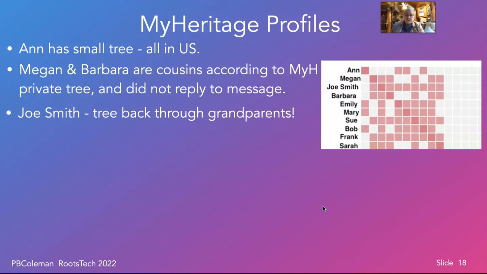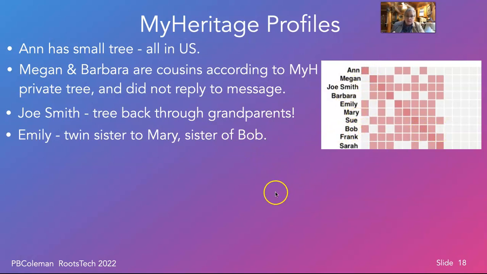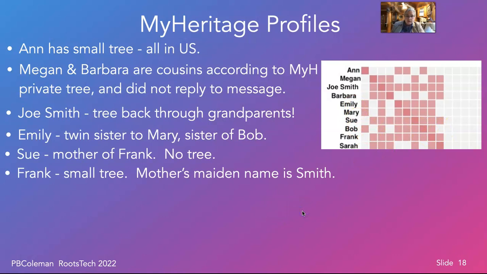Next is Joe, and he has a tree that goes back through his grandparents. This is going to be especially helpful when we start working with Joe's tree to try and extend his family back further. Emily has a twin sister, Mary. They're the next two, the fifth and sixth, and they're sisters to Bob, who's the eighth in this list. Sue is the mother of Frank. She doesn't have a tree, but Frank has a small tree, and he indicates that his mother's maiden name is Smith.